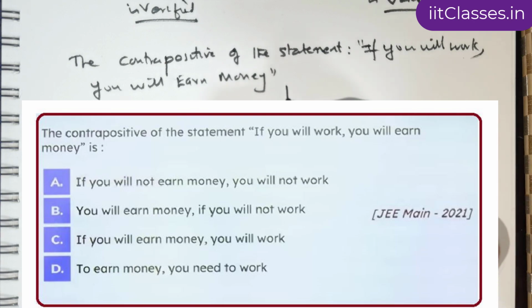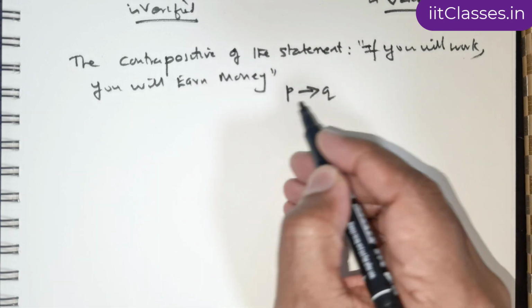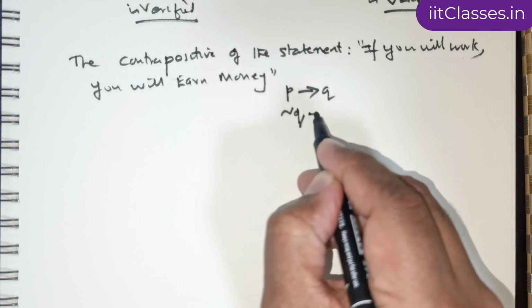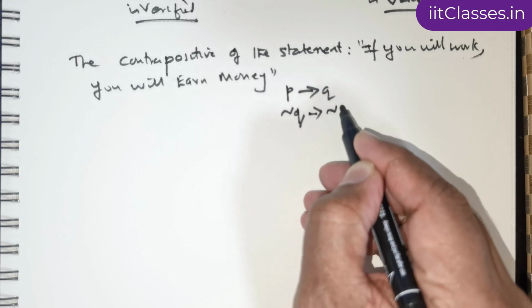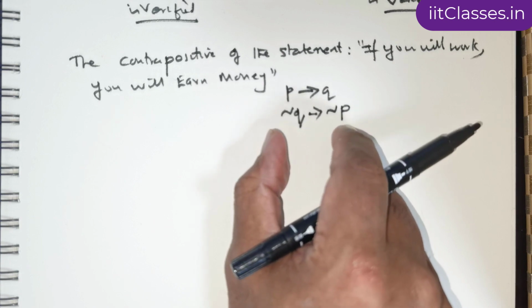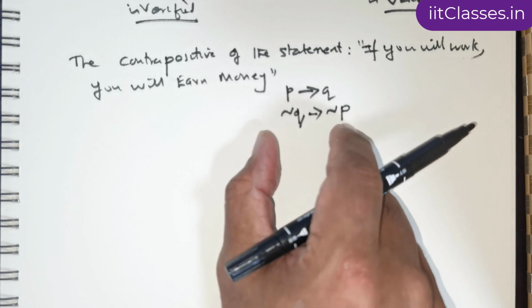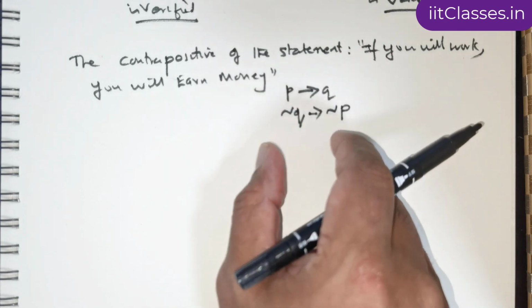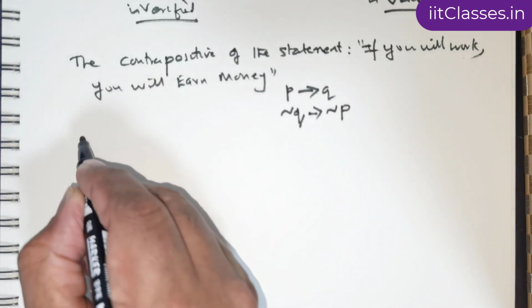Now the contrapositive statement, say for example, this is represented as P conditional Q, right? To obtain the contrapositive statement, it has to be negation of Q conditional with negation of P. So this is the exact equivalent, or in other words, this is the contrapositive for P conditional Q. So the choices are given. Let me write the choices first.